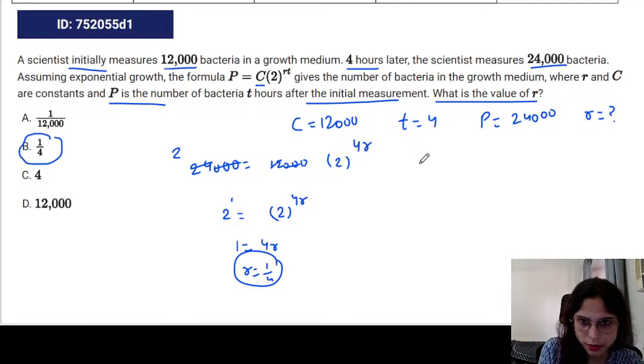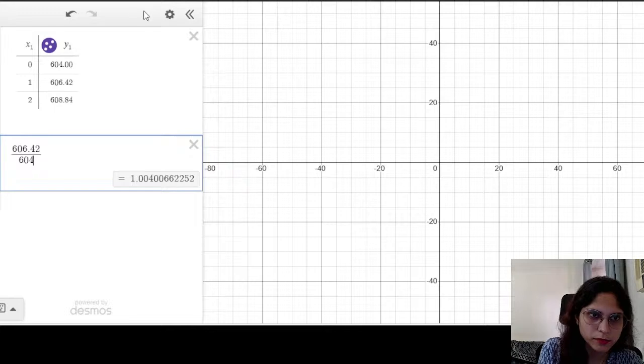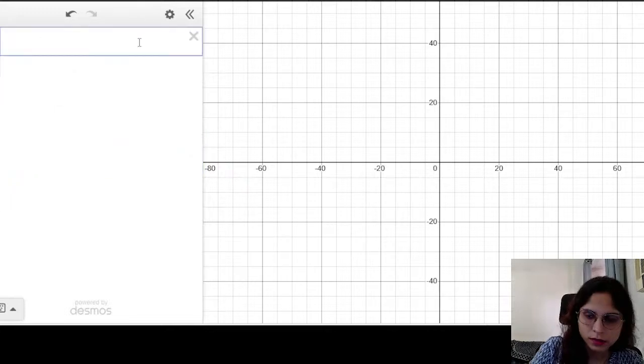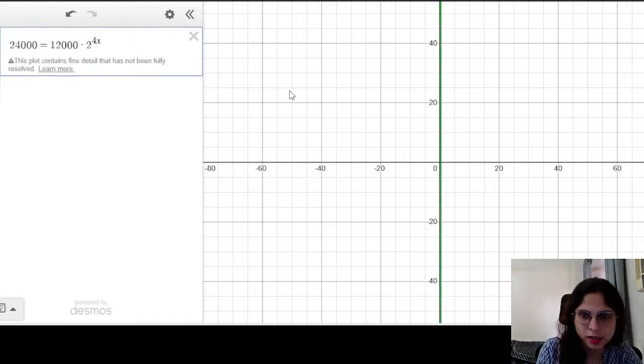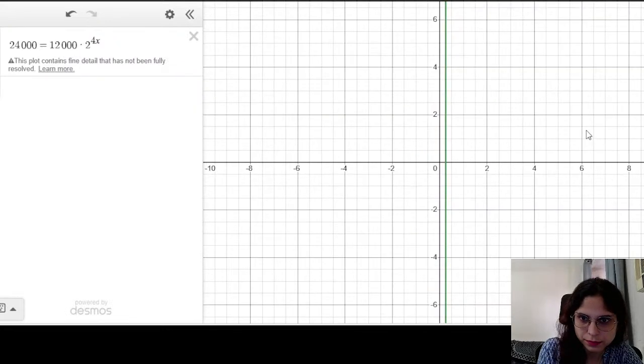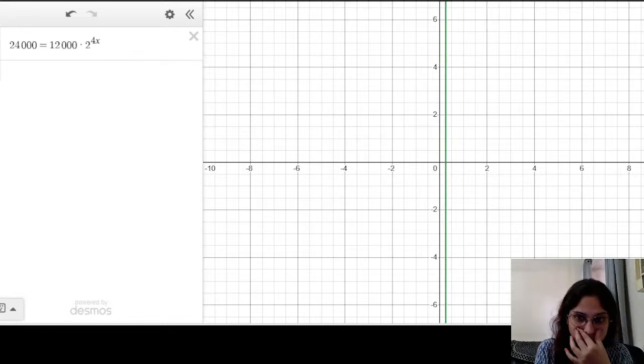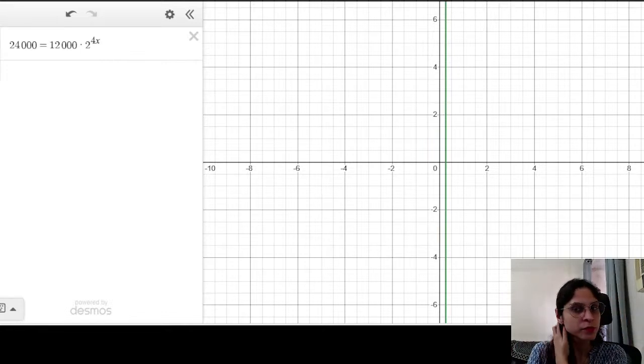Or once you have got this, 24,000 equals 12,000 times 2 to the power 4r, you can just go to Desmos. 24,000 equals 12,000 times 2 to the power 4x. Now I want to show you one thing, because this is an exponential equation, you will not be able to click on the value. So this will happen if you're doing anything other than linear and quadratic equations. If you're doing cubic equations, exponential equations, rational functions.